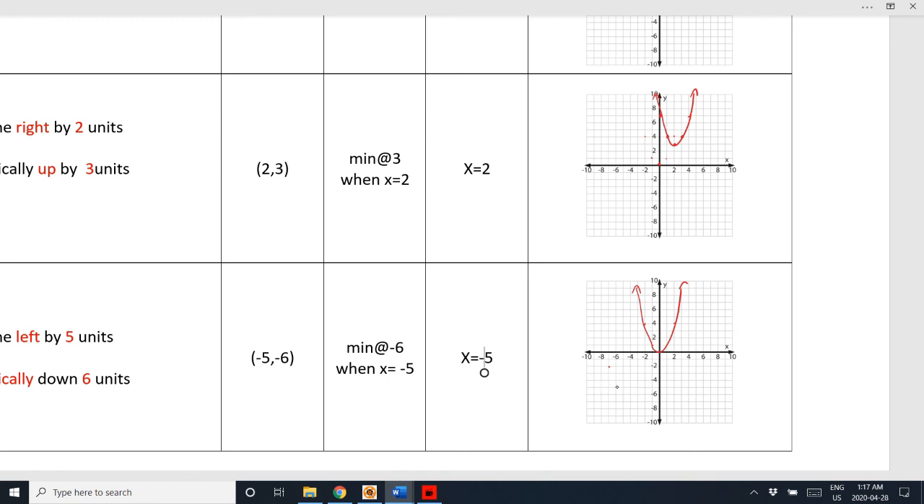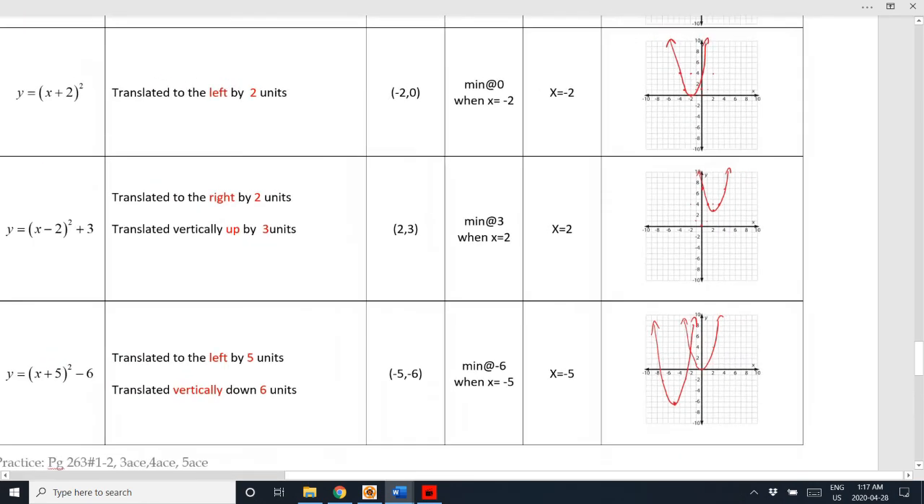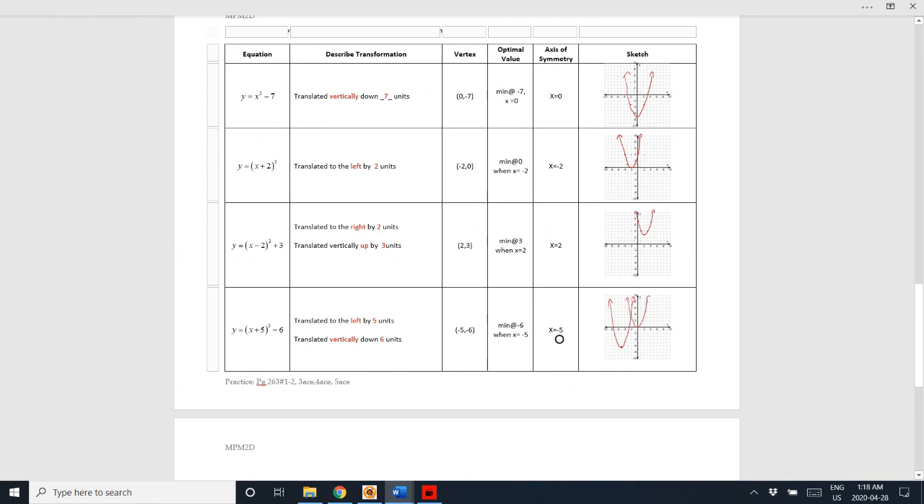Oh, I made a mistake here. This one should be over here, and this one here to the left 5, and down 6. There we go. And our last one, left 5 and down 6. And if we did everything right, our vertex should be at -5, comma, -6, and it looks good. And that's it. Okay, so we've seen some translation of some points, and there we are.